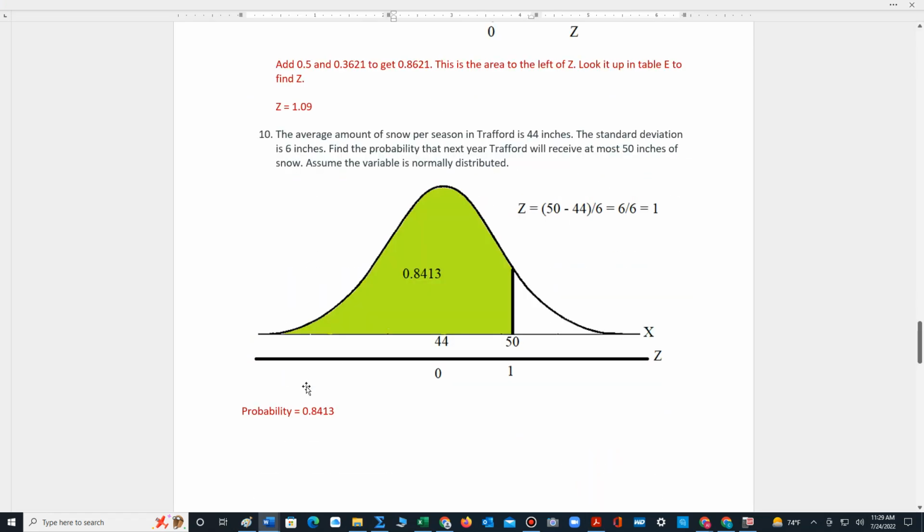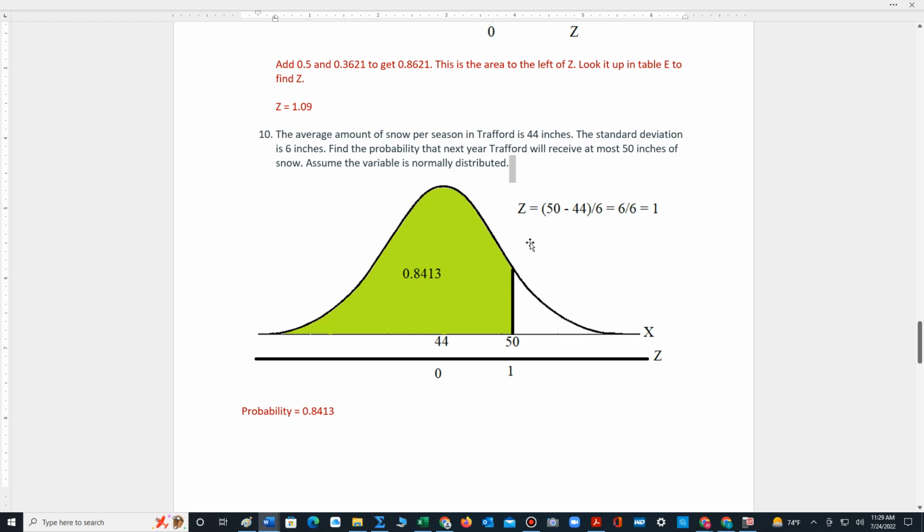For number 10, we're given an application of the normal distribution. They're telling us that the average snowfall is 44 inches in Trafford. So we're allowed to use the normal distribution. So we draw the normal distribution. The mean is 44. And we want to know what's the chance that at most 50 inches of snow will occur. Well, 50 is greater than 44, so we put it over here and we shade to the left. At most 50 means 50 or less.